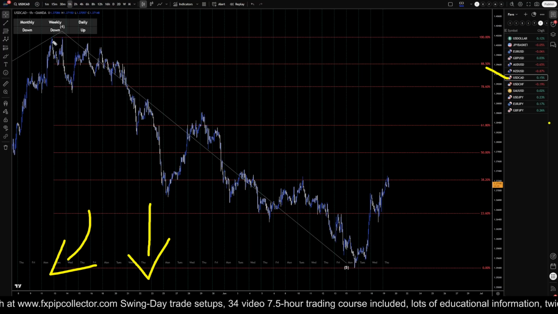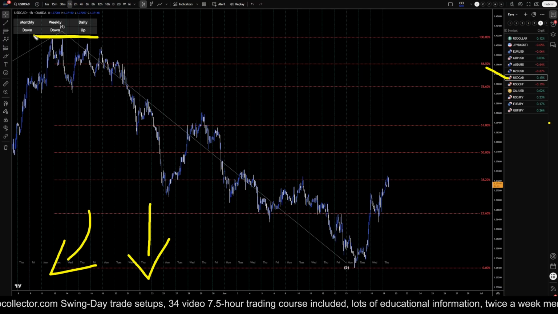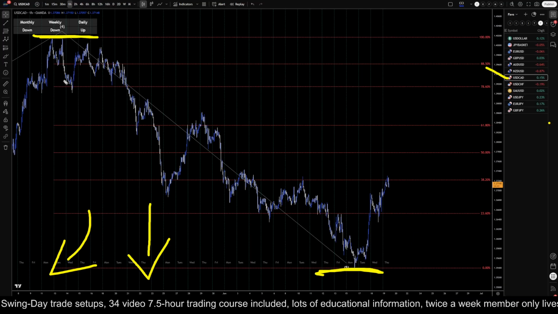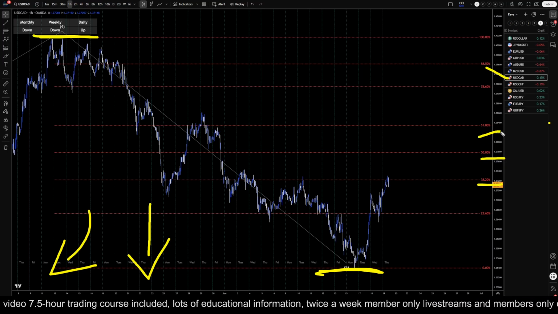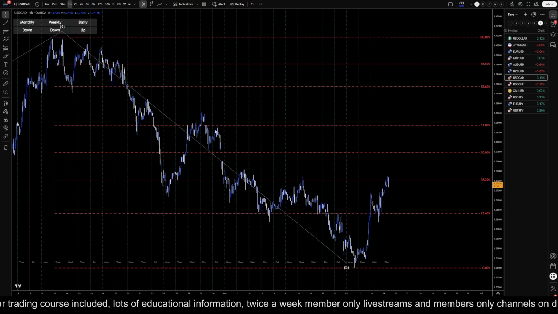So anyways, I'm on the 1 hour time frame. I'm zoomed down a lot because I just want to show you that I have my Fibonacci retracement on this whole move down, because these Fibonacci levels are definitely going to be areas of resistance in this move up.